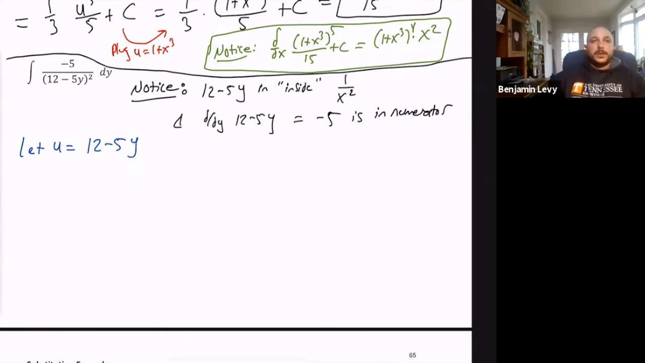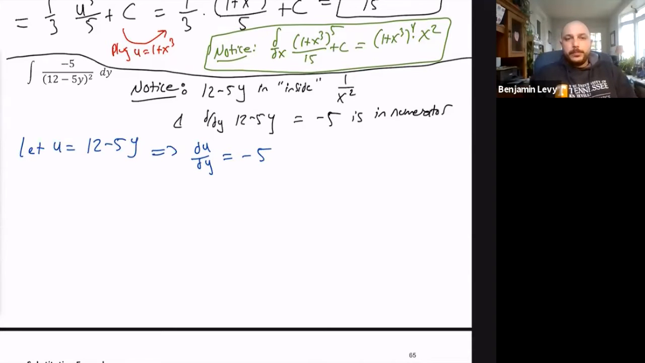And then we take the derivative. Now we're doing y's in this one. Don't let that trip you up. Sometimes people get a little flustered by a different variable. No problem there. When we take the derivative, du dy, we get minus 5, right? The constant goes away, and the minus 5y just becomes minus 5.